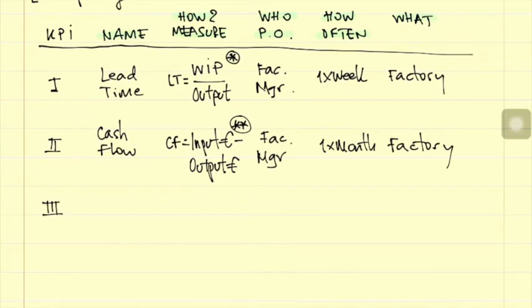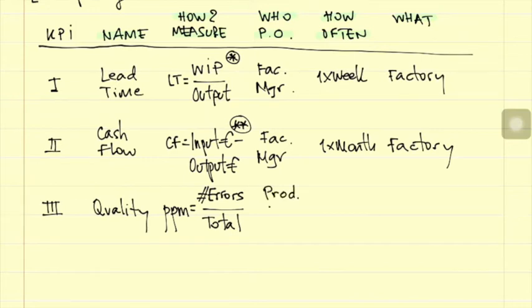Third KPI we measure is the quality production. This is measured in parts per million. This is the number of errors produced divided by the total production. Okay. The responsible is the production manager, reporting to the factory manager. We measure this every day, and we have a process boundary, which is the assembly.